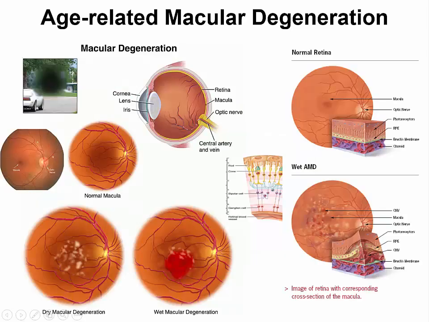There's a condition known as age-related macular degeneration, and this can have devastating effects on vision. As you can see here, here's an image with this taken out where you can't see anything in this area due to this condition.